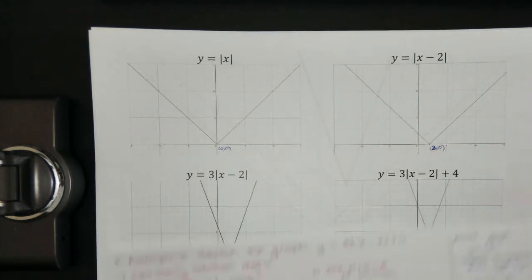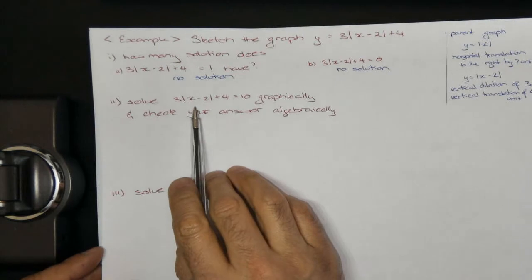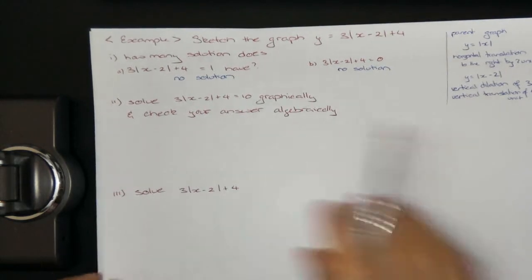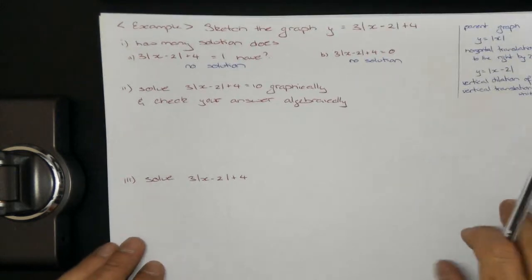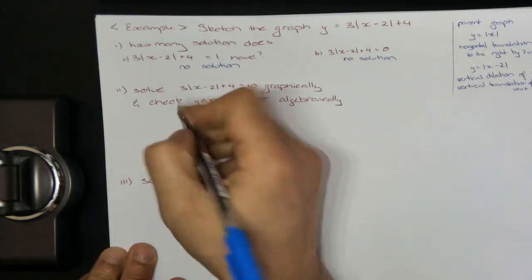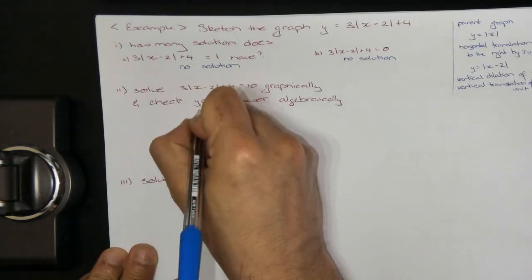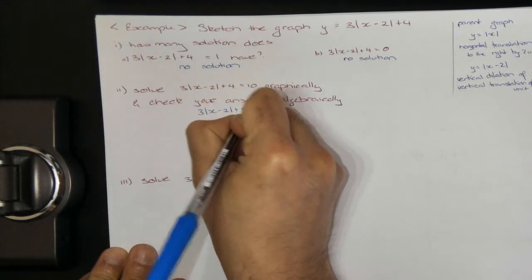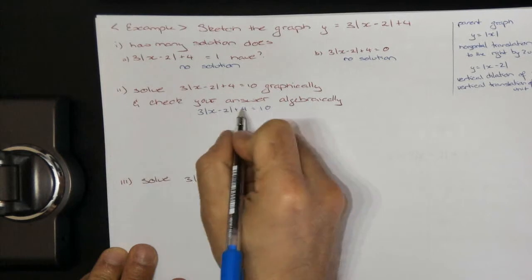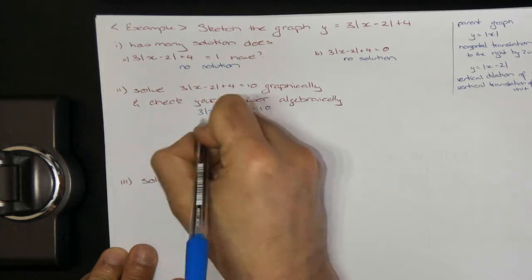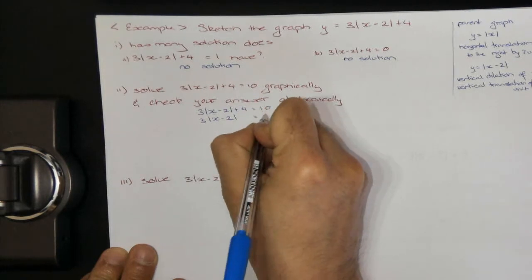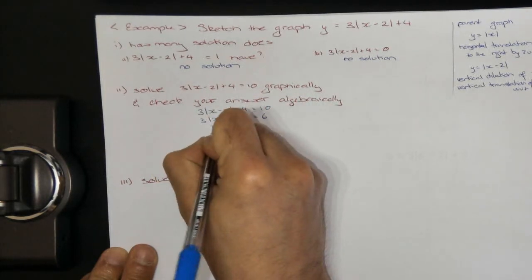Okay, so solve graphically: when does this function equal 10? And we want to check our answers algebraically. So let's do the algebra first, and then I'll use the graph. I'll get rid of the 4 first by taking it to the other side. So that becomes 6, and then I'll divide by 3.